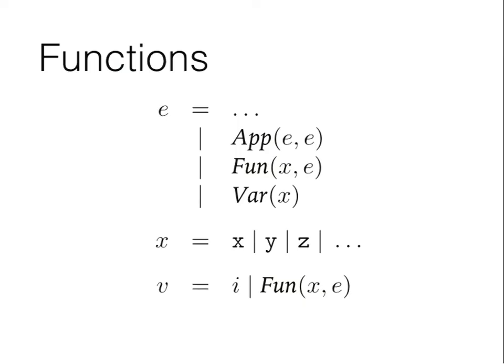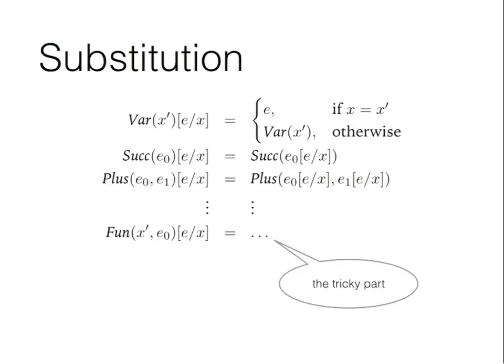So if we wanted to add functions, we would add syntax for them, like applications and lambda terms and variables. I'm going to pick up the pace here a little bit. Now I've got this idea of a value, which can either be an integer or a function. Function application here is going to be defined in terms of substitution. So when I apply a function, we substitute the argument in for the formal parameter.